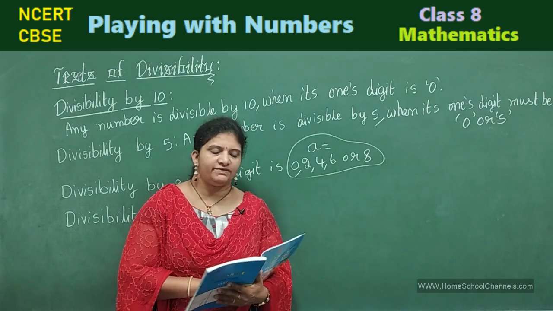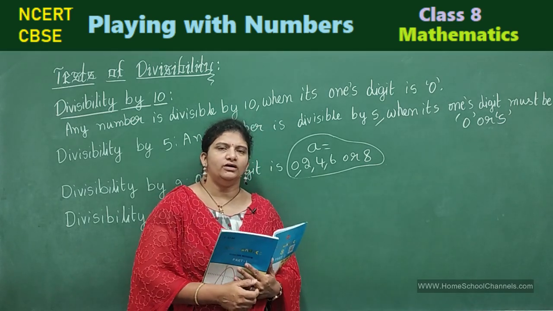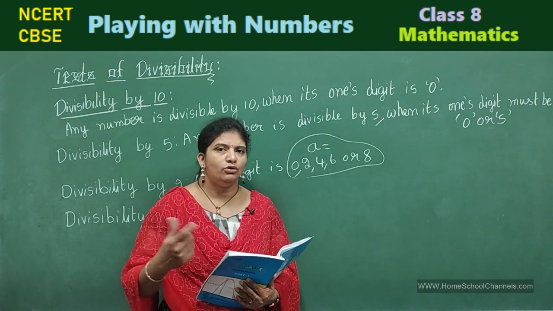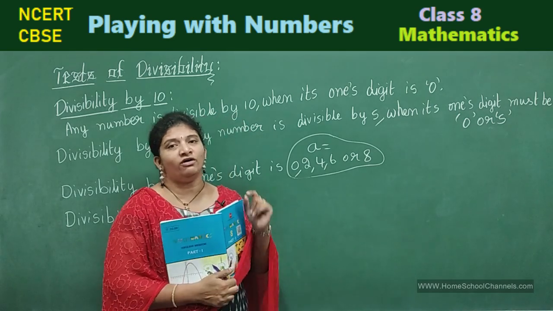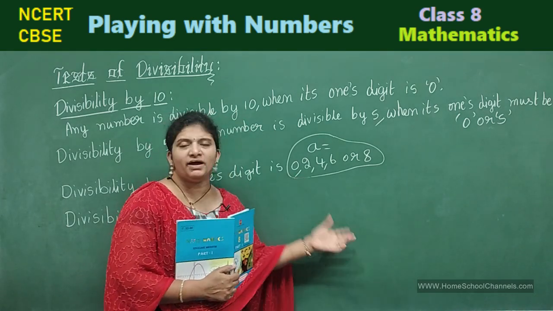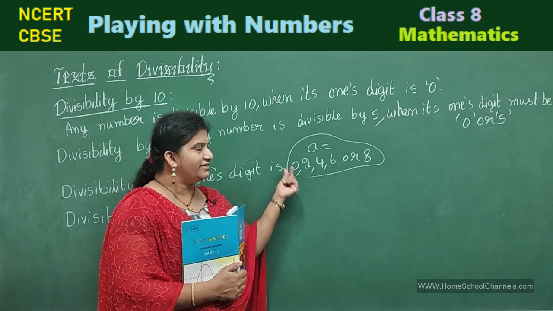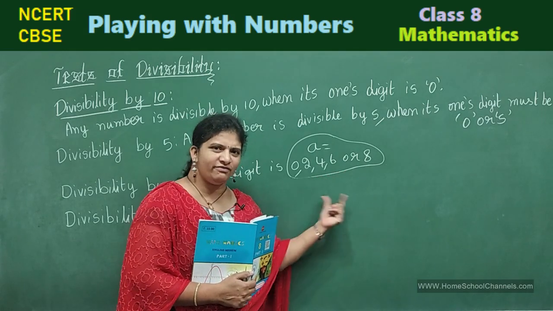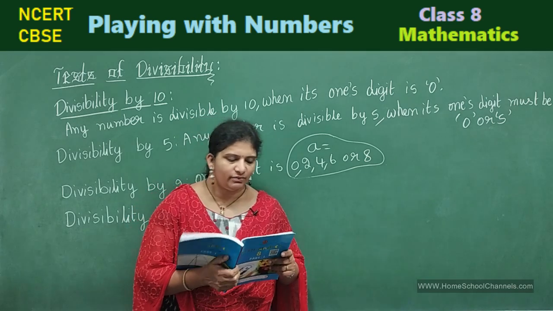If the division n divided by 2 leaves no remainder, no remainder means 0 is the remainder, right? Then what might be the ones digit of n? There is no remainder when you divide, then the units digit might be either 0, 2, 4, 6 or 8. If we divide these numbers, there won't be any remainder. Let's see the third one.